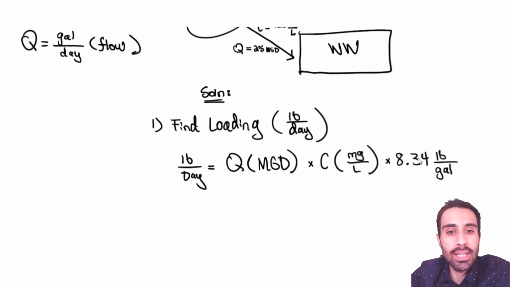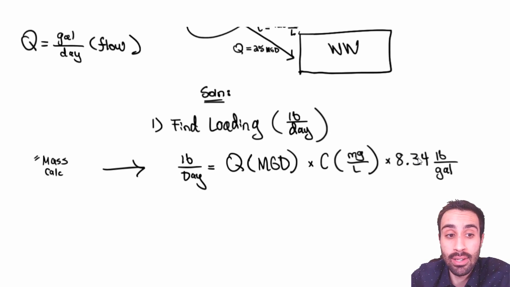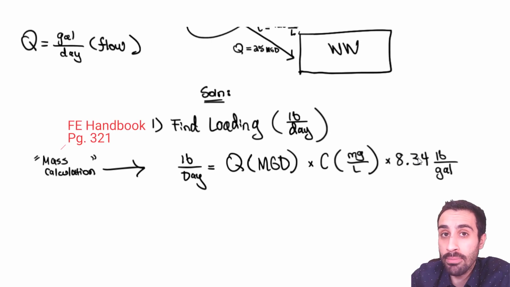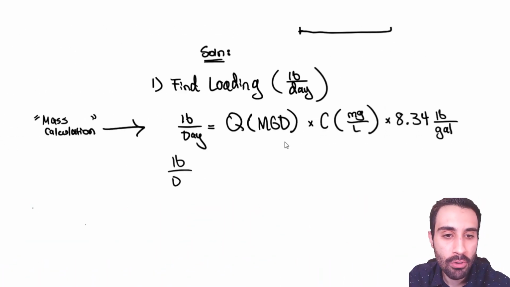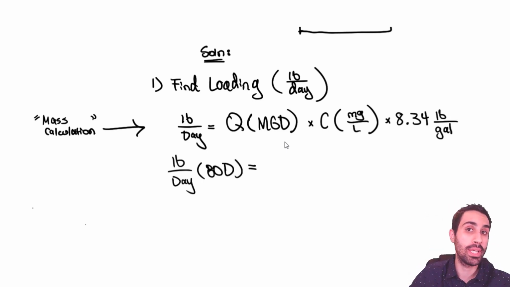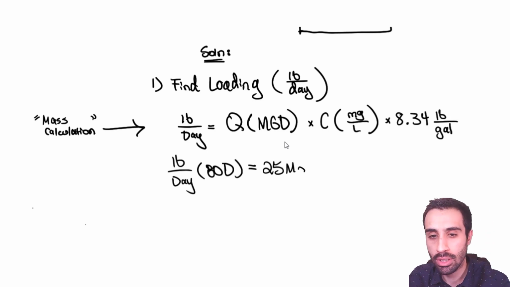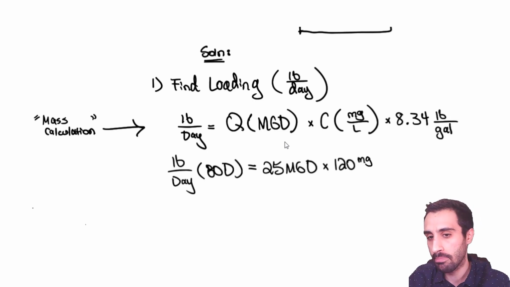So now, just a heads up, this equation is in the FE handbook and it's under mass calculations. So if you search this key term in the environmental section, you'll see something similar to this. And the units have to be these. So plugging in some numbers, we know it's the pound per day of BOD. So let me denote that as BOD. And that equals the Q. The Q value is given to be 25 MGD. Those are the units we need to have. C is going to be 120. That's given in the problem statement, milligram per liter. Then we multiply by 8.34.